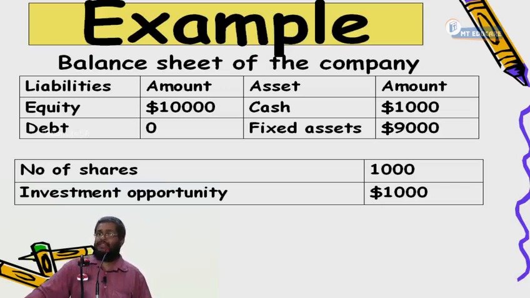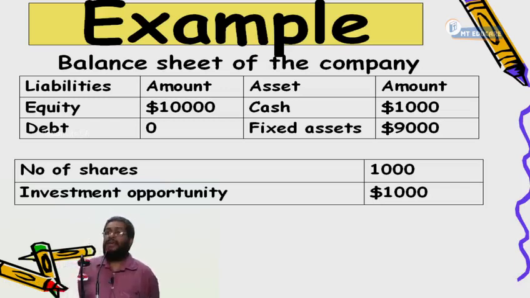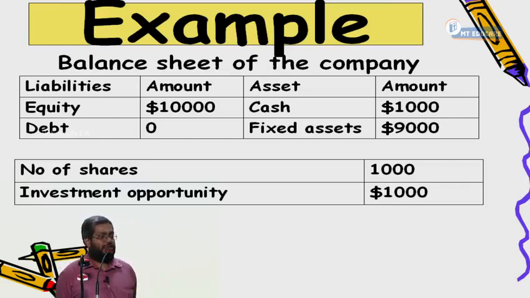Same branch, right? Hence, the $9,000 is not what? Book value of fixed assets. Hence, the $9,000 is not book value of fixed assets, but is the fair value of fixed assets.